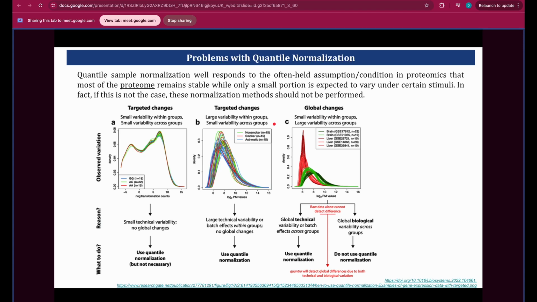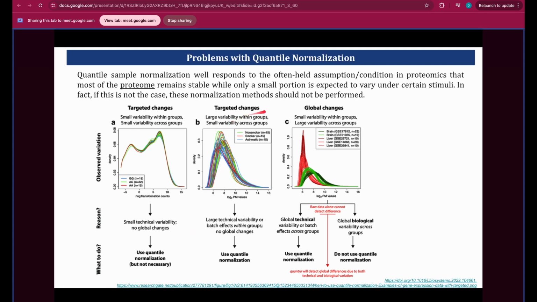So now let's discuss three scenarios. First is the targeted changes. In this, there is small variability within the groups and small variability across the groups. For example, when you are comparing three groups, it is possible that within those groups there is some variability among themselves, whereas there could be variability across the three different groups, group 1, 2, 3. So in that case, if there is very small variability, you can simply ignore it. It could be a small technical variability and there are no global changes. In that case, either you can ignore it or you can simply use quantile normalization, but it is not necessary because the changes are very small.